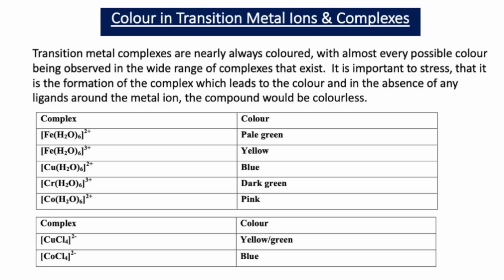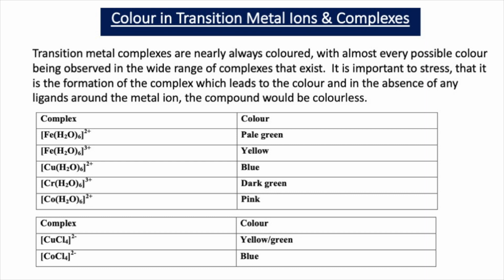Now, in our previous videos, we've learned that a chemical property of transition metals is their ability to form transition metal complexes or complex ions. And we've learned that transition metal complexes are nearly always coloured, with almost every possible colour being observed in the wide range of complexes that exist. We've also learnt in previous lessons that transition metal complexes tend to be either octahedral or tetrahedral, and examples of these complexes are shown on this slide.